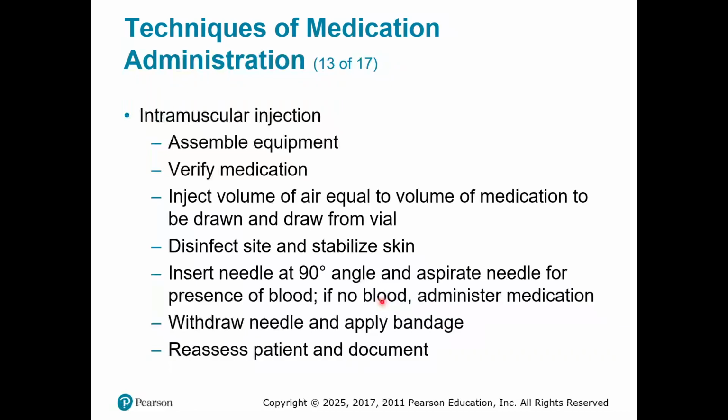So let's say I have a 3 milliliter syringe. I have 2 mLs of liquid. When I go in at 90 degrees, I'm going to pull back on that plunger. And the reason why is there might be that 1% chance you're in a vein, right? So once I do that and I don't see any blood, now I'm going to push the plunger down to administer the medication. We'll withdraw the needle. A lot of times these patients do need a Band-Aid because it's deeper than sub-Q. And you can reassess the patient and document.